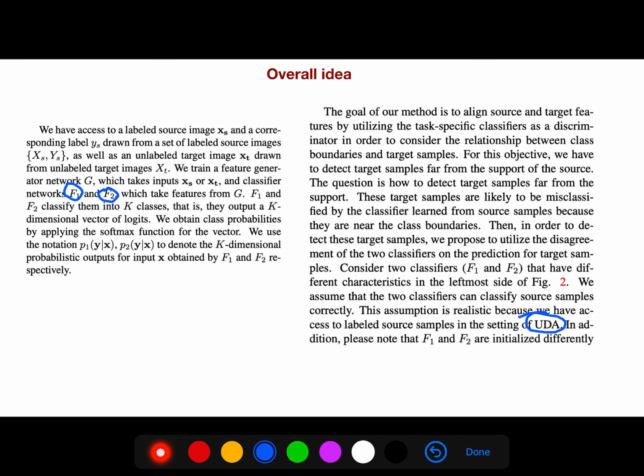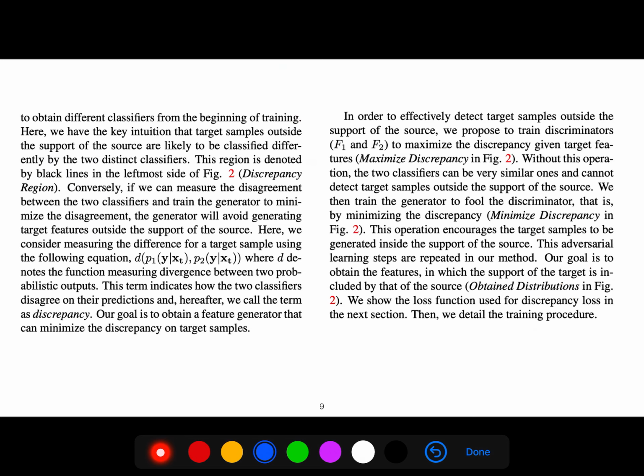In addition, please note that F1 and F2 are initialized differently to obtain different classifiers from the beginning of training. We have the key intuition that target samples outside the support of the source are likely to be classified differently by the two distinct classifiers. This region is denoted by black lines, so we call it the discrepancy region.